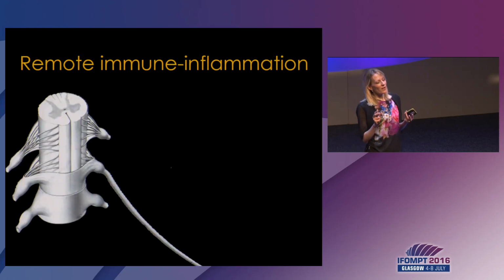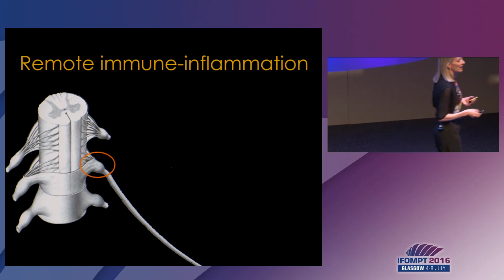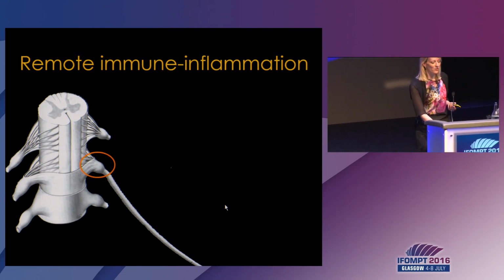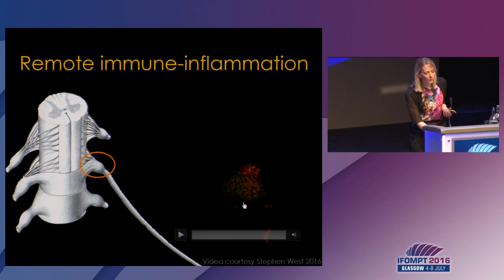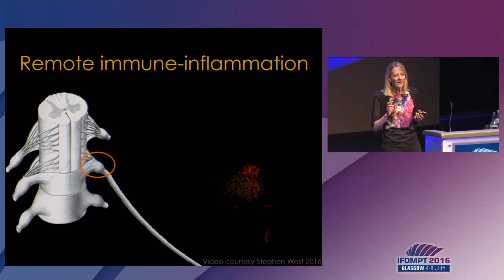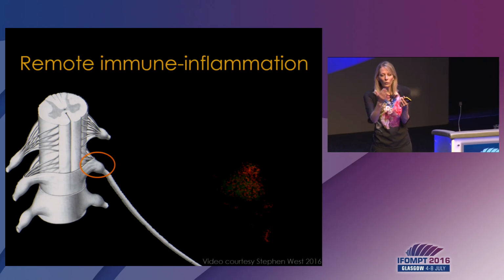Now, such a local immune inflammation might well explain localized dermatomal symptoms, but it still cannot explain remote symptoms. So we started to look further away, and specifically, we looked at the level of the dorsal root ganglion. Now, the dorsal root ganglia, as I said, contain the sensory cell bodies, and I would like to show you here a video that my colleague Steve West took. He's a postdoc in our lab, and he has done a fantastic, very difficult technique so that he can image a whole dorsal root ganglia.